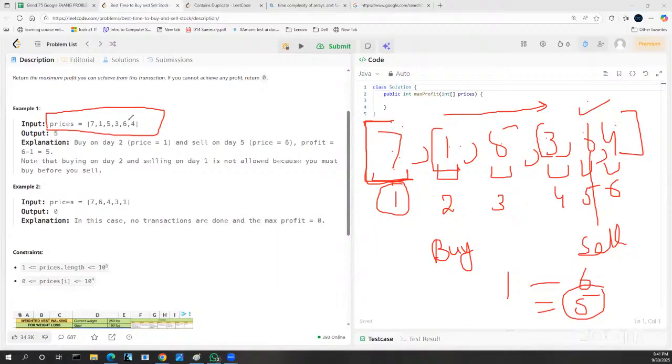But at the same time, the question is suggesting you need to have a day where you can buy and a day where you can sell. I can consider 7, but then I have 1, I have 5, I have 3. I have so many options to buy, so why would I even stay at 7? I can start with 7, because we're dealing with linear data.